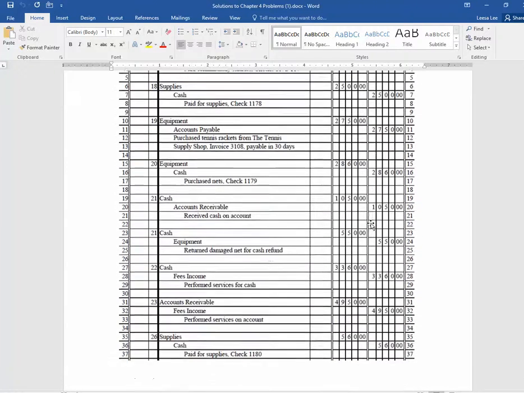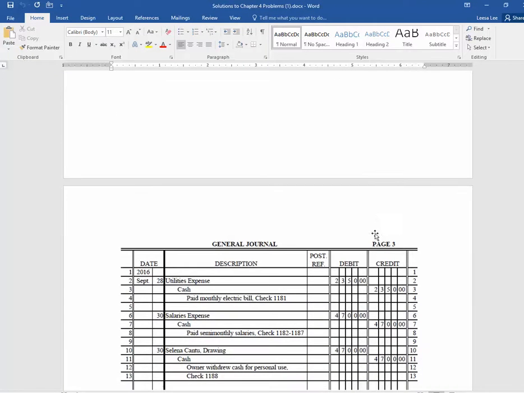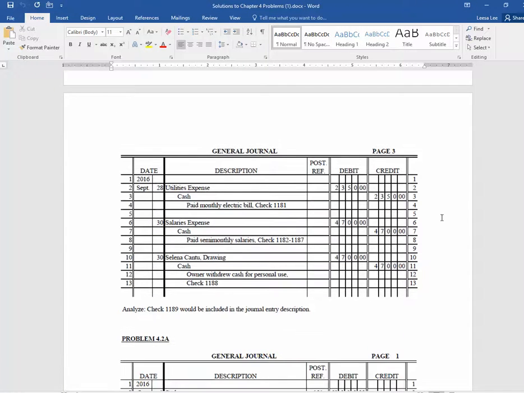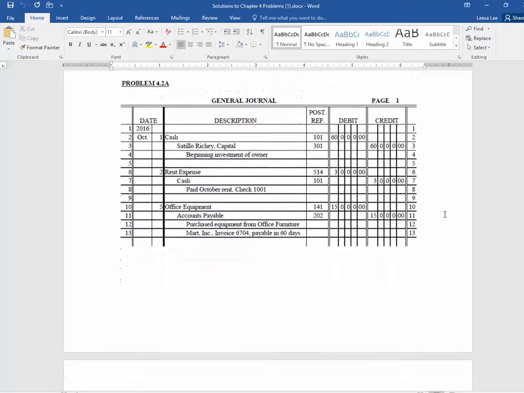Okay, so that's almost the end of problem 4.1. And then looking at problem 4.2, a tip here is this problem is very, very similar to your test. Okay, so doing the transactions and the posting and then getting to the point of the trial balance is exactly what you will be doing on the Chapter 4 test.